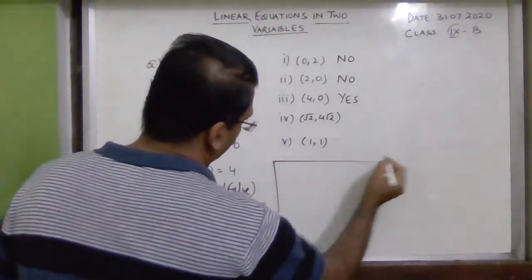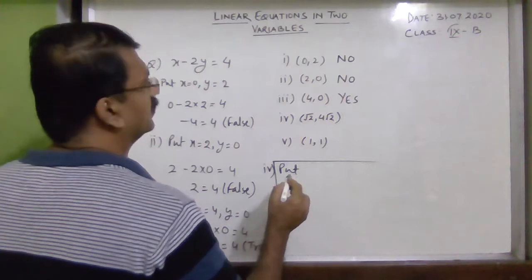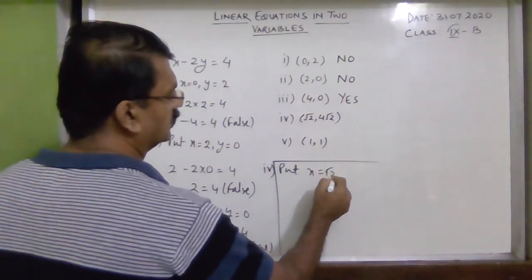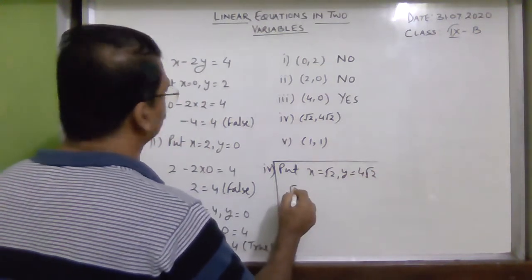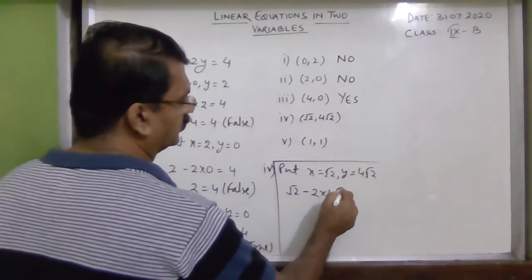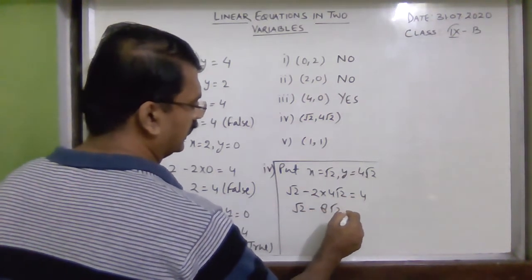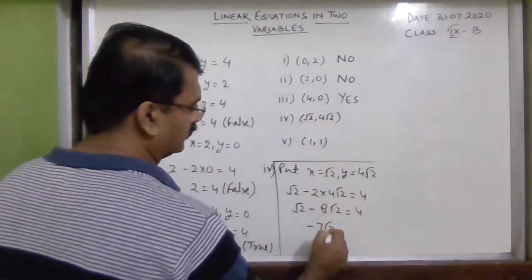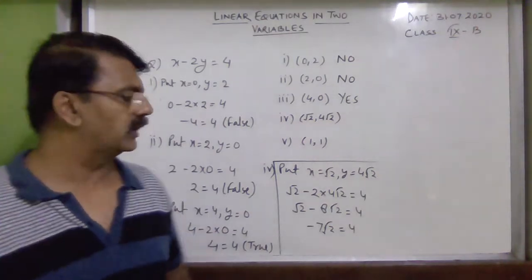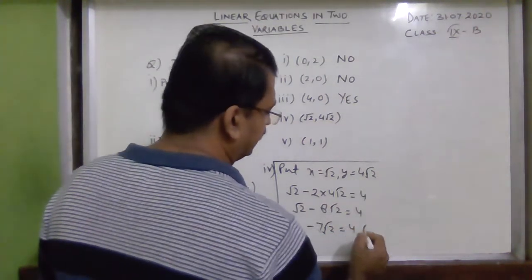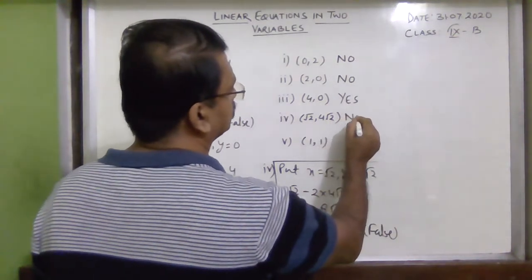So put x is equal to root 2, y is equal to 4 root 2. So it is root 2 minus 2 into 4 root 2 is equal to 4. Root 2 minus 8 root 2 is equal to 4. Minus 7 root 2 is equal to 4. And you can see minus 7 root 2 is not equal to 4. So again it is false. So your answer is no.